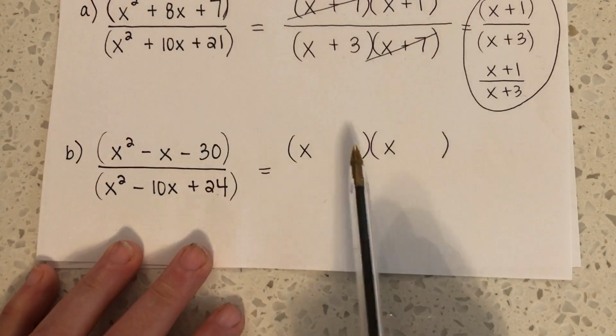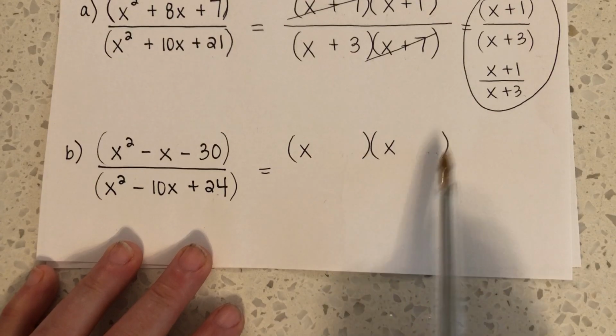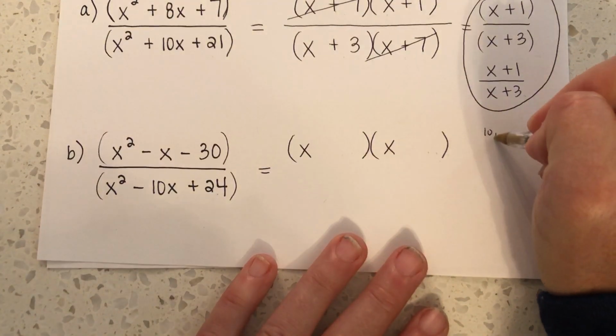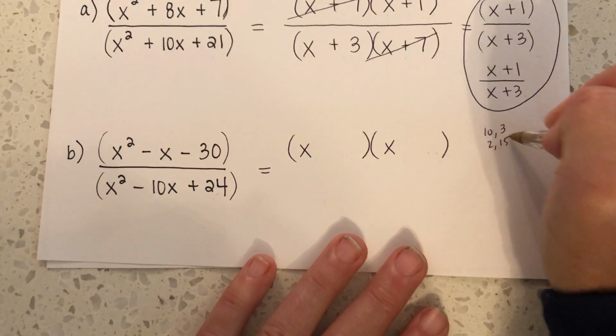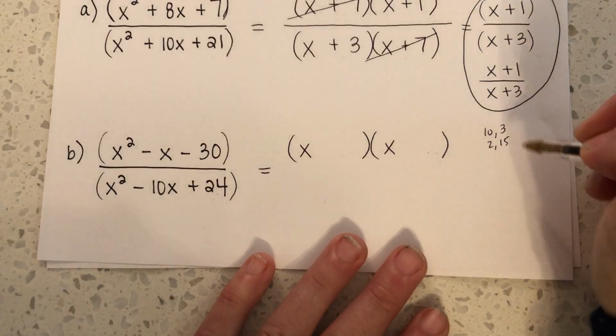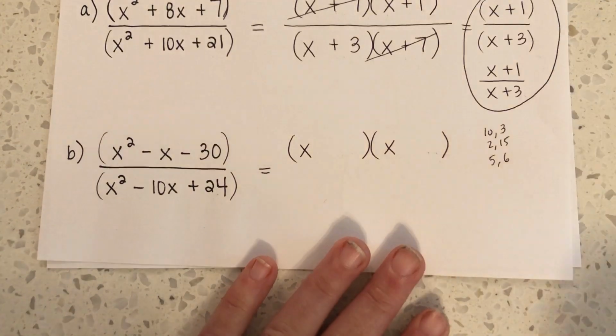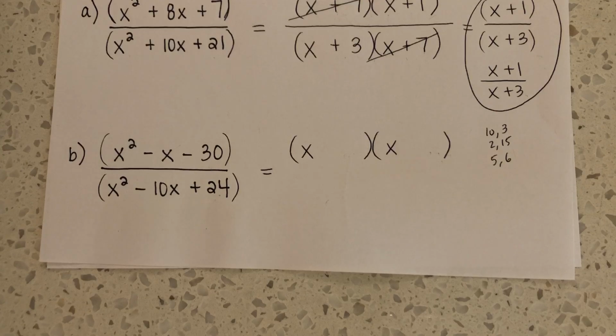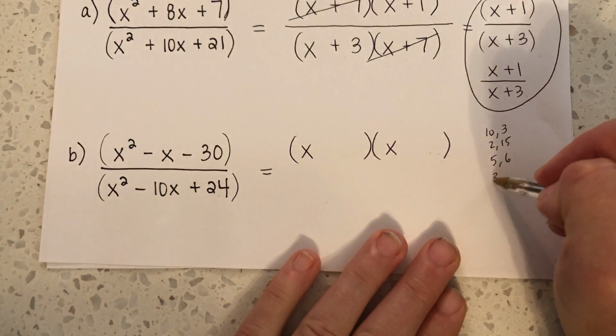What numbers multiply to 30? Because those are the only ones you can put in here, right? You've got 10 and 3, you've got 2 and 15, you've got 5 and 6 and whatnot. That might be it right now. Oh, 30 and 1.